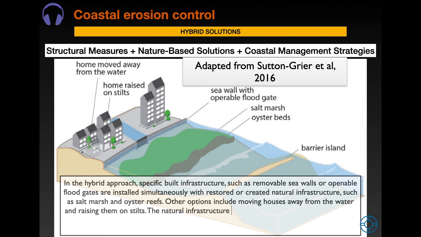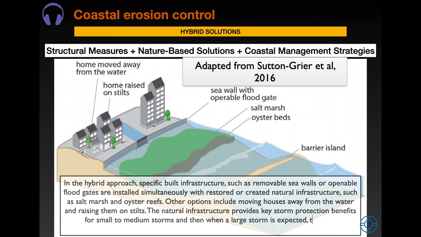The natural infrastructure provides key storm protection benefits for small to medium storms. And then when a large storm is expected, the built infrastructure is used for additional protection.